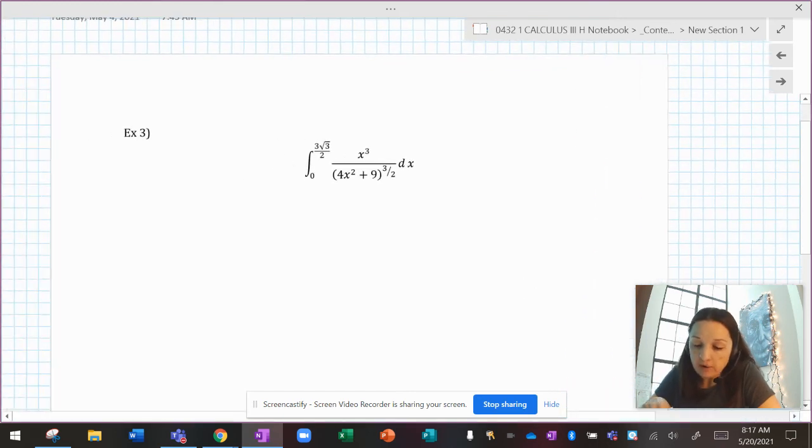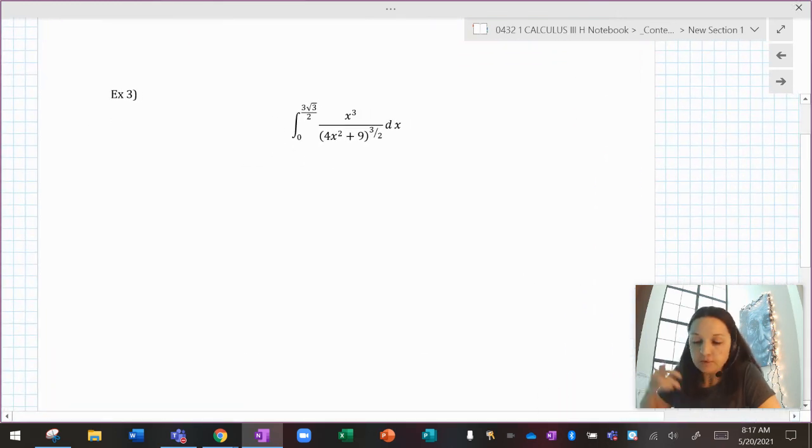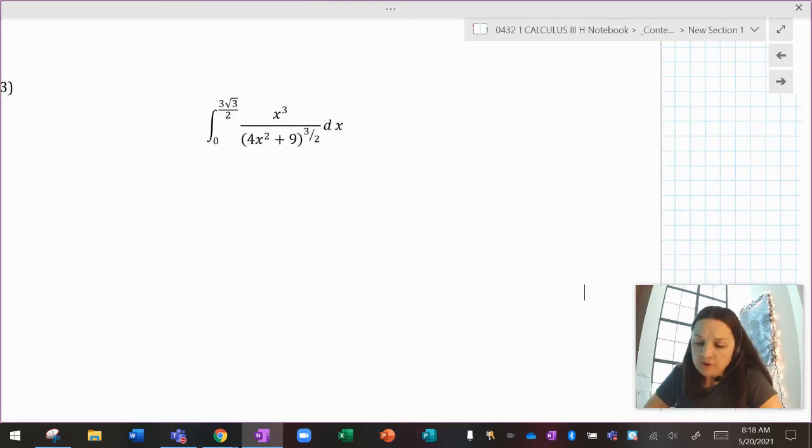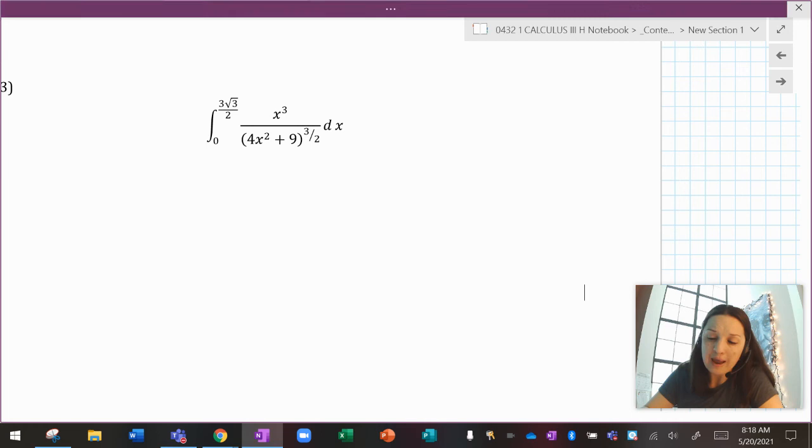So, here is an example where we can use trig substitution. The difference with this example as compared to some of the other ones you might have seen is it's a definite integral. So when we do our substitution, we have to do a substitution for the integrand and a substitution for the limits of integration. So let's jump in. So I have 4x squared plus 9 to the 3 halves.